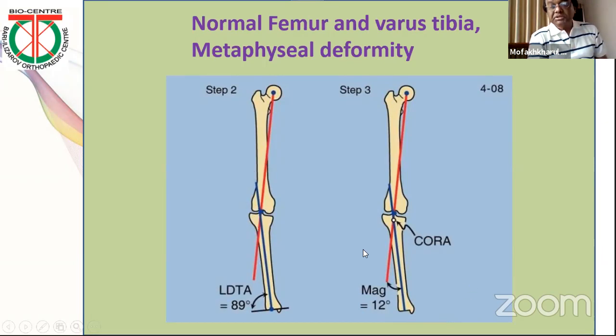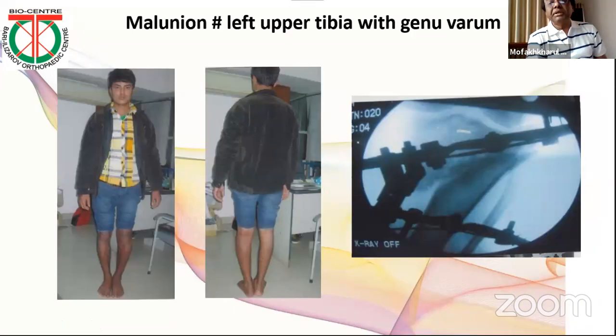See here, the magnitude is 12, and the tibia is depressed, and this is your LDTA. LDTA, lateral distal tibial angle, is 90 degrees. This is normal. Or here is the deformity in the upper tibia. That is 12 degrees magnitude. You should correct that one. Now let us see some scenarios depending on the deformities.